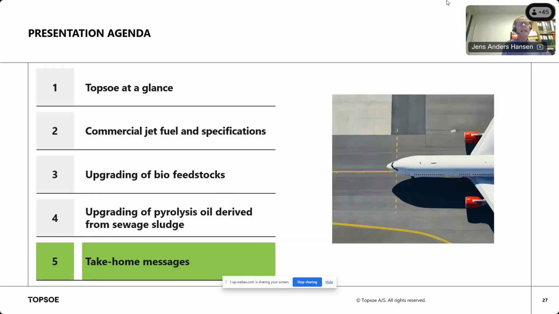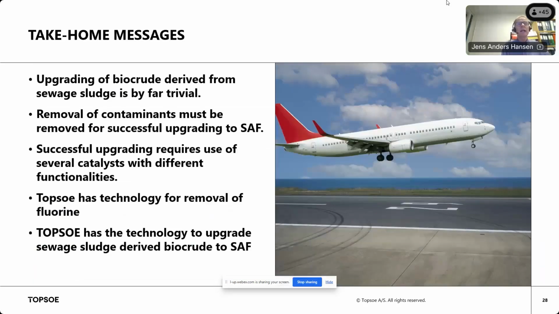So I think with that, the take-home message is that, well, we can do it. It's not trivial. You need a lot of different catalysts. TOPSOE has that available, so this is not problematic. The amount of contaminants you have is very, very high, and you have to address that. And we have now a technology so you can cope with the high fluorine content and produce a jet boiling range having a fluorine content below 1 weight ppm. So in short, I think we have demonstrated that we have a technology so we can do it. So we can produce that from that.